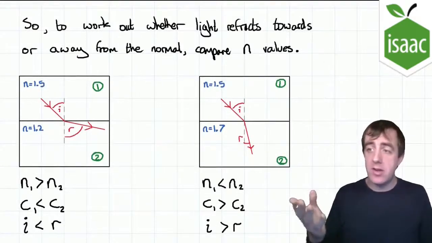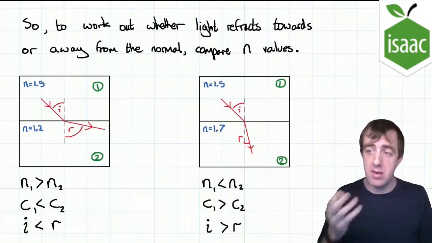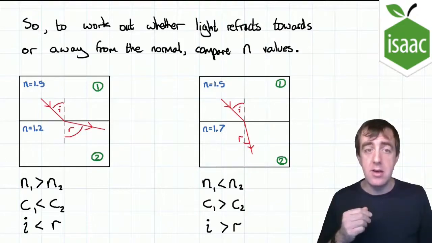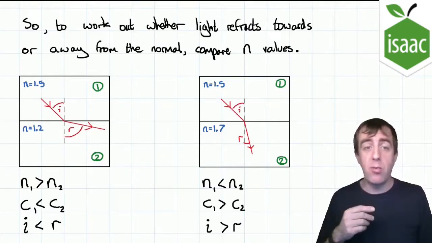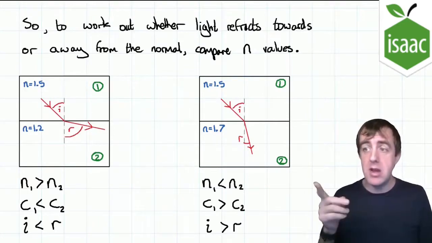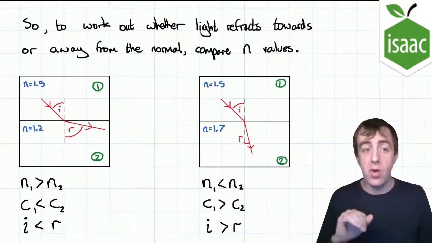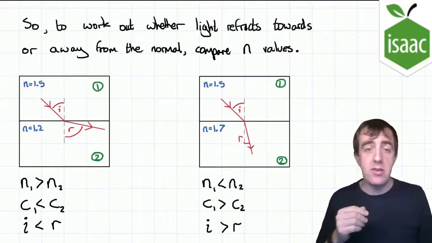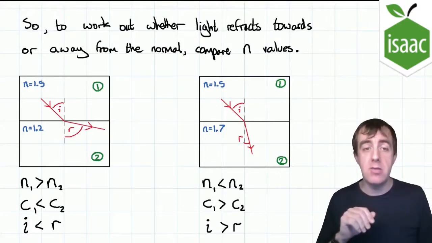So here I've given two examples in these diagrams. On the left, you'll see the situation where light is traveling from a medium which is more optically dense into a medium that is less optically dense. In both of these examples, I've used medium 1 as the medium from which the light is travelling, and medium 2 as the medium into which the light is travelling. So I, the angle of incidence, is always that angle in medium 1, and R, the angle of refraction, is always that angle in medium 2.